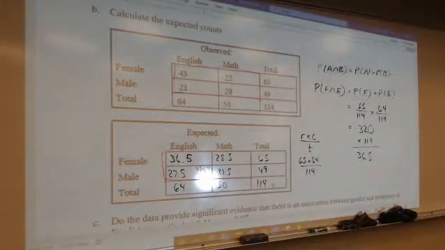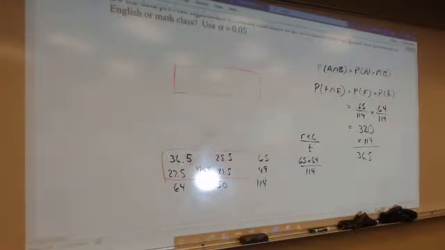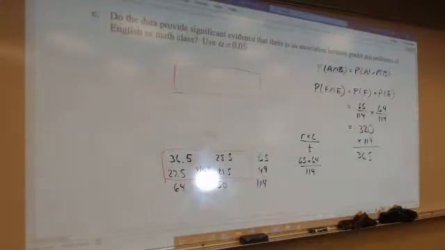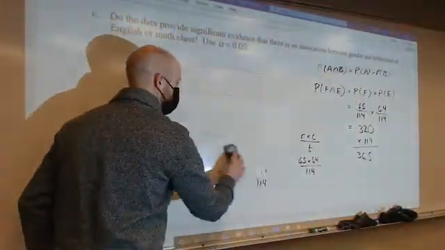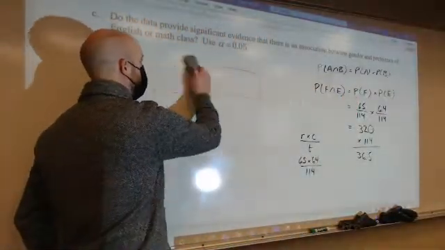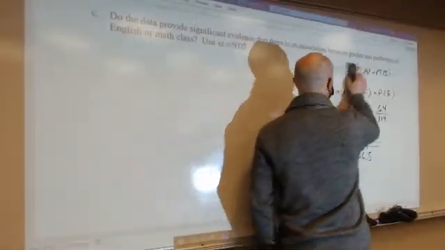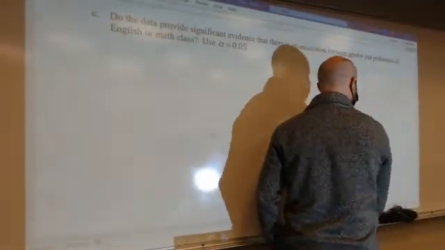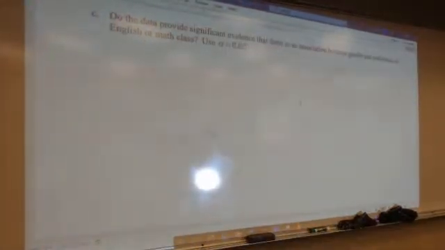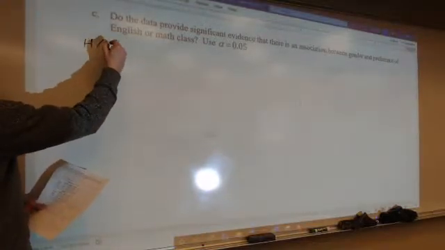All right, so let's do a proper test. We'll do a quick little write-up here. Do the data provide significant evidence that there is an association between gender and preference of English or math? So we are in a categorical situation. We've got two variables. You could be male, female. You could like English, you could like math. So the first thing you need to do is decide, we're going to do a chi-square test for independence. First we state our hypothesis and our method.